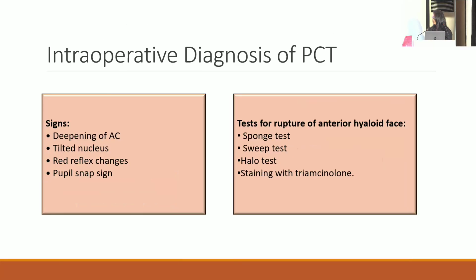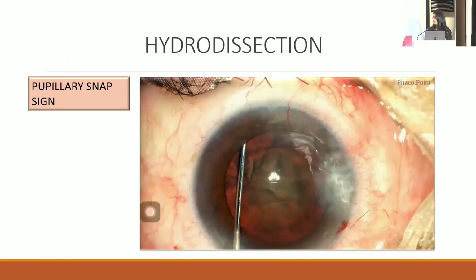So how to diagnose it intraoperatively? There are certain ominous signs such as deepening of the AC, tilted nucleus, red reflex changes, and the pupillary snap sign, which we can witness while doing the surgery. Then we have to see whether the hyaloid face is interrupted or present. To test for that, we can do the sponge test, sweep test, halo test or staining with triamcinolone. So we will now discuss at every step where PCR can occur and how to manage it.